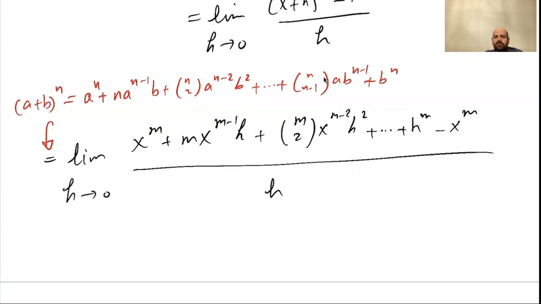These numbers here, n choose 2, n choose n minus 1, are called combinations or binomial coefficients. And the formula is this: n choose k is n factorial over k factorial times n minus k factorial. You know that n factorial means 1 times 2 times 3 times all the way to n. So 2 factorial, for example, is 1 times 2, which is 2. 3 factorial is 1 times 2 times 3, which is 6. 4 factorial is 1 times 2 times 3 times 4, which is 24, and so on. So n factorial over k factorial times n minus k factorial is n choose k, and this is the expansion of a plus b to power n.